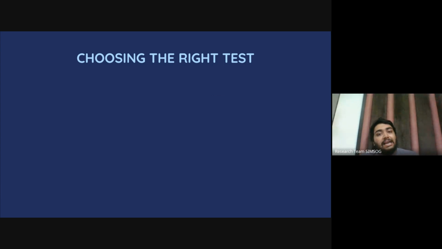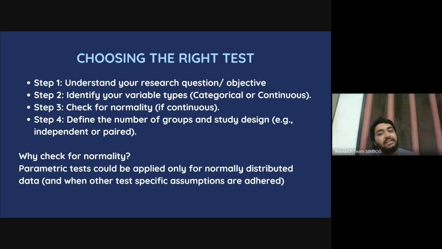And the last thing is to define the number of groups. While cooking, you will also find out whether only adults are coming or adults as well as children are coming. Similarly, here you want to know the number of groups and the type of groups, what we call independent or paired. We'll come to that shortly.